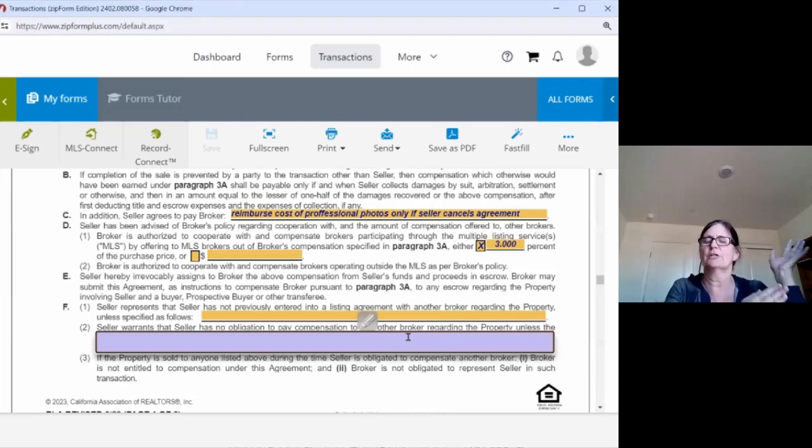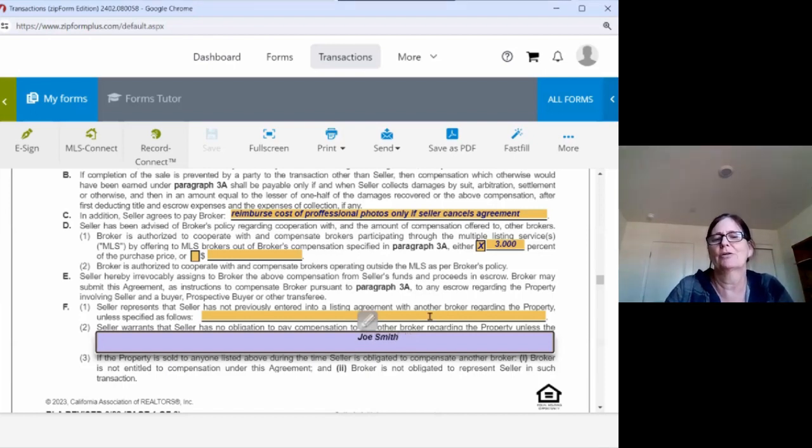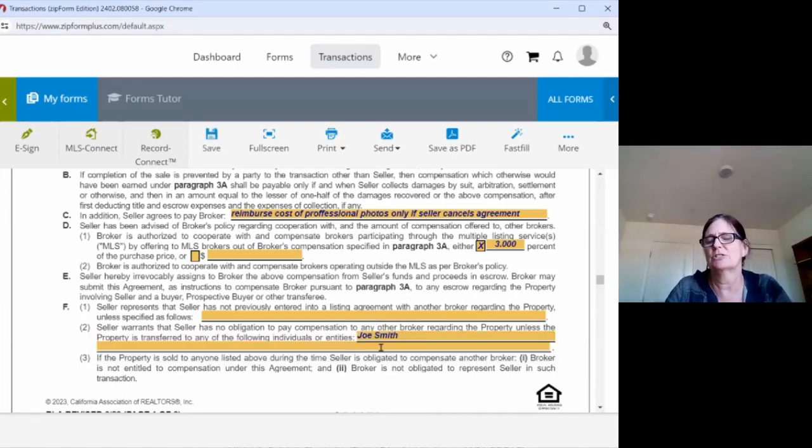So if that's the case, it would be like with another agent. If another agent had given them a notice, let's say this was an expired listing, and they know that if Joe Smith comes back and buys it, then they would put Joe Smith here. And that way I know that even though I've now taken this new listing, if Joe Smith comes and puts in an offer, I'm not getting paid for it because the other agent's getting paid for it.